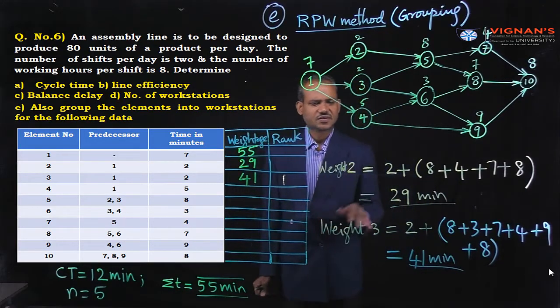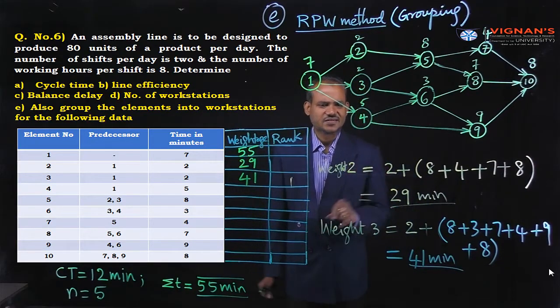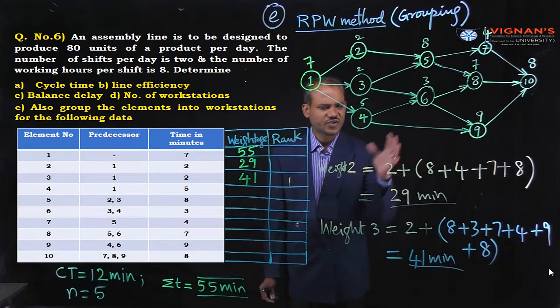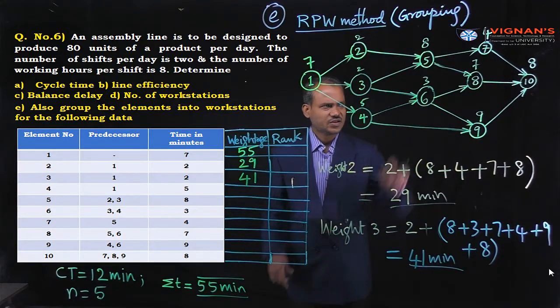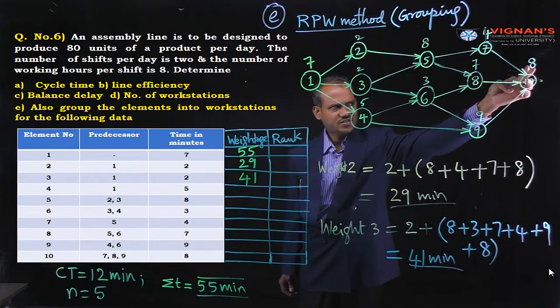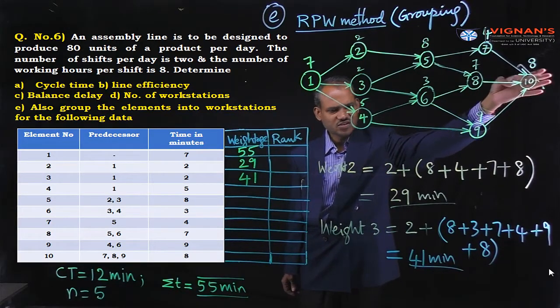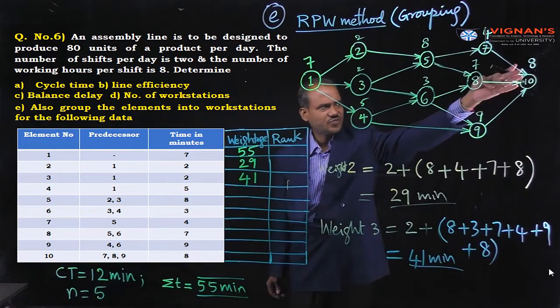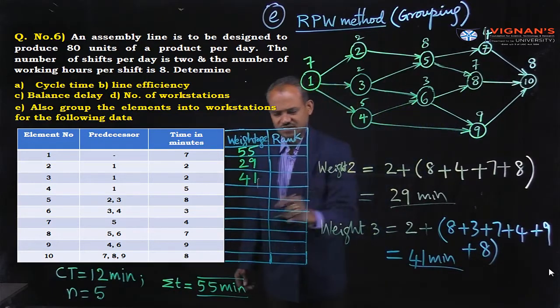Similarly, we can calculate the weightage for each element. For element number 10, what is the weightage? There is no successor for element number 10. Therefore, it is simply 8.